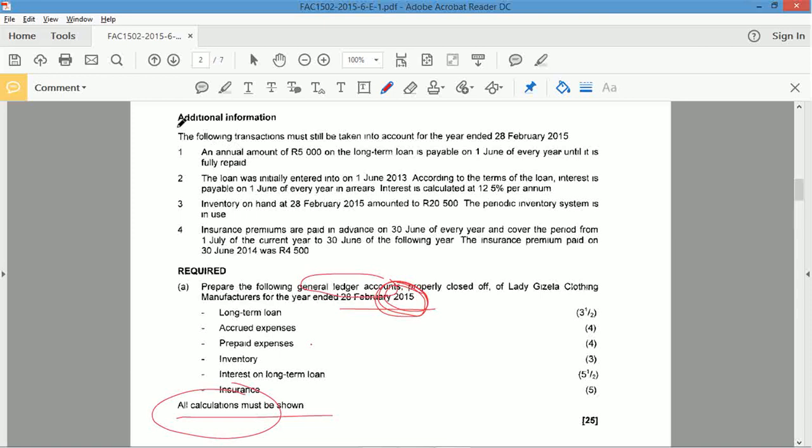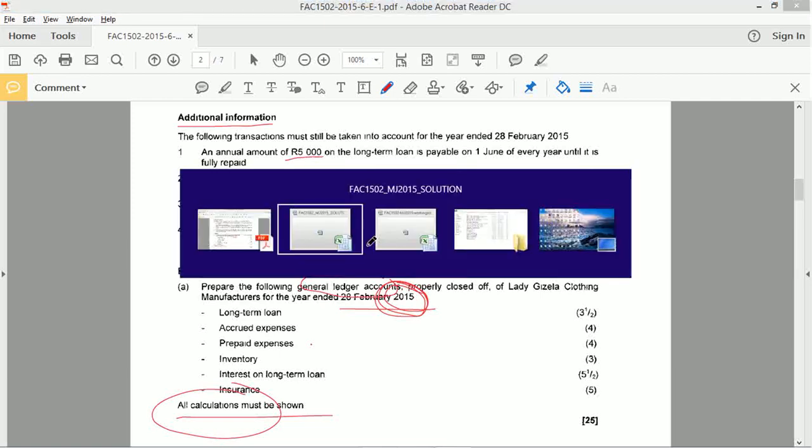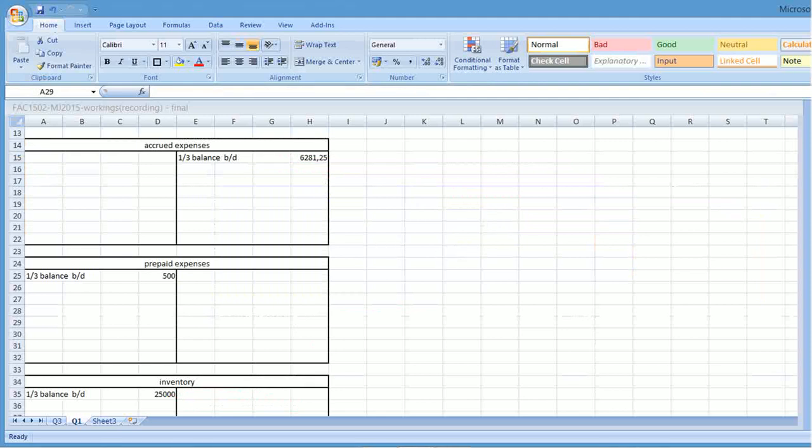Now we need to provide for the additional information. The following transaction must still be taken into account, so that means they haven't. An annual amount of 5,000 on the long-term loan is payable on 1 June of every year until it is fully repaid. So that's what we're looking at here in terms of the actual loan and interest calculation. I'm going to be looking at the different dates.